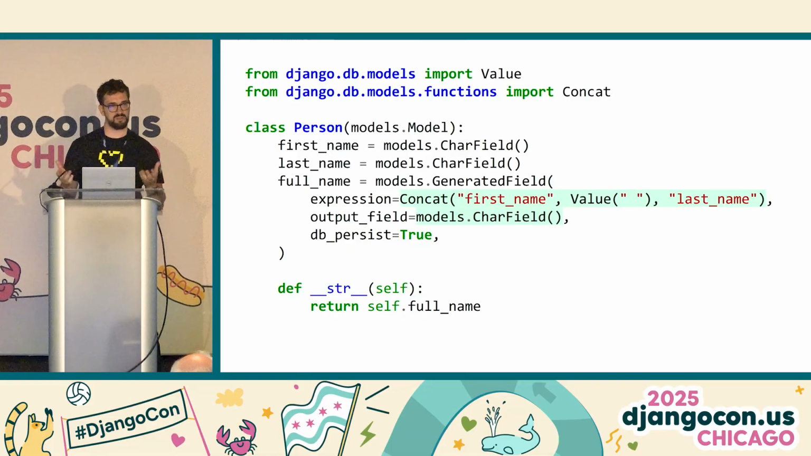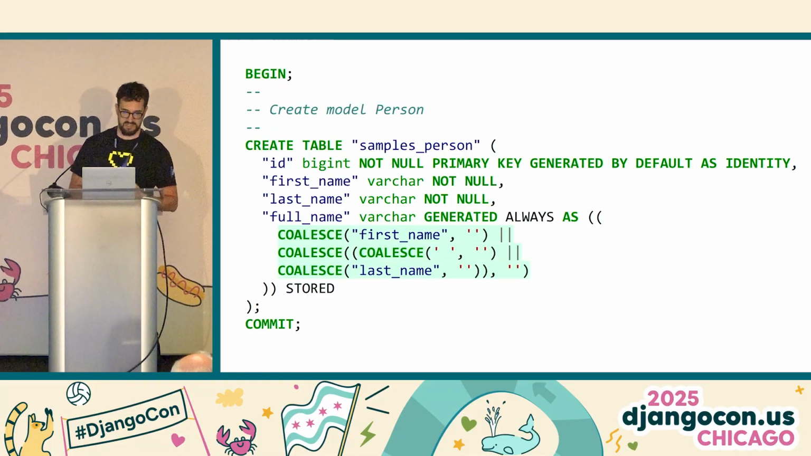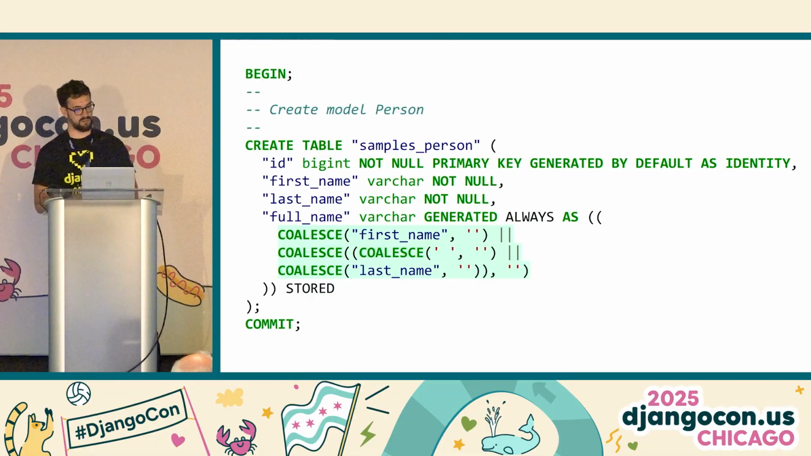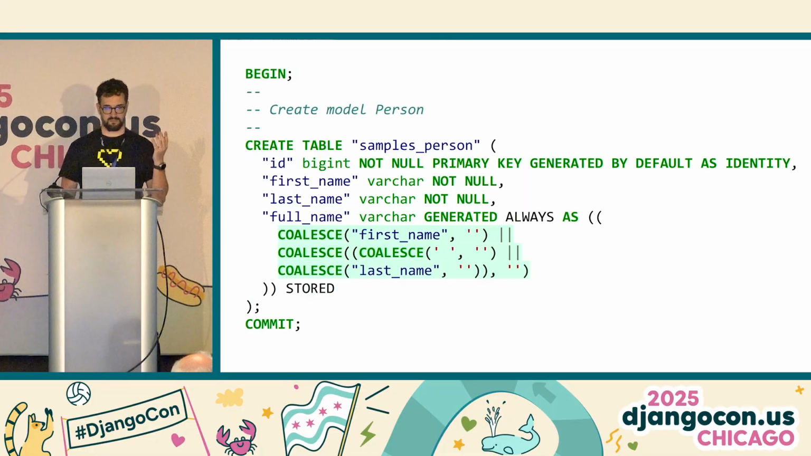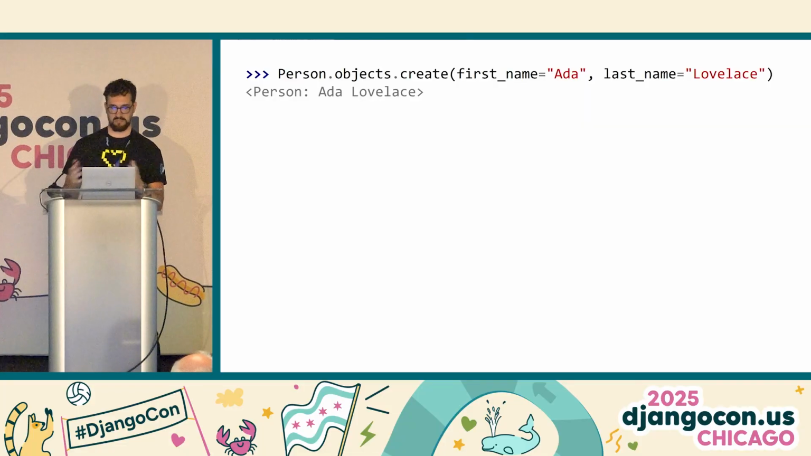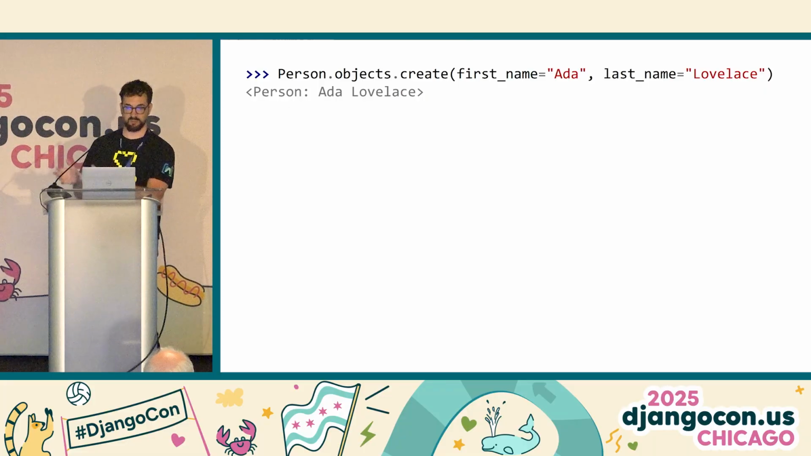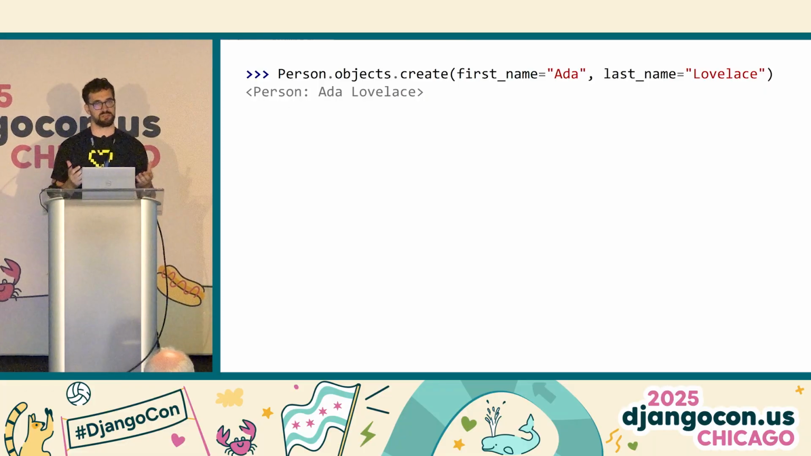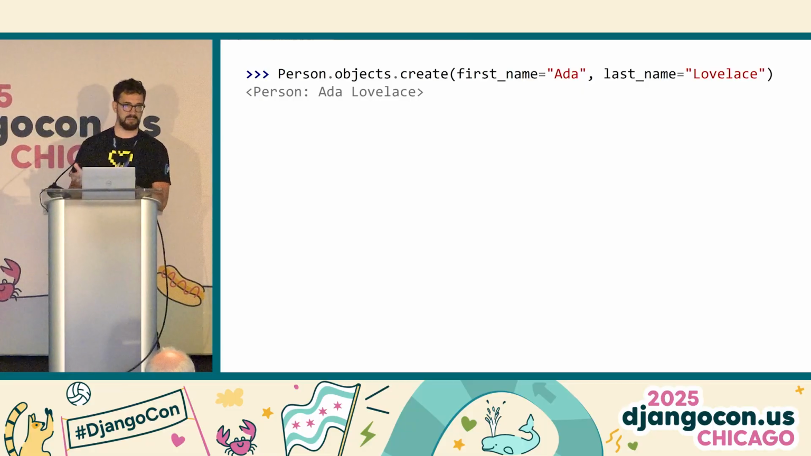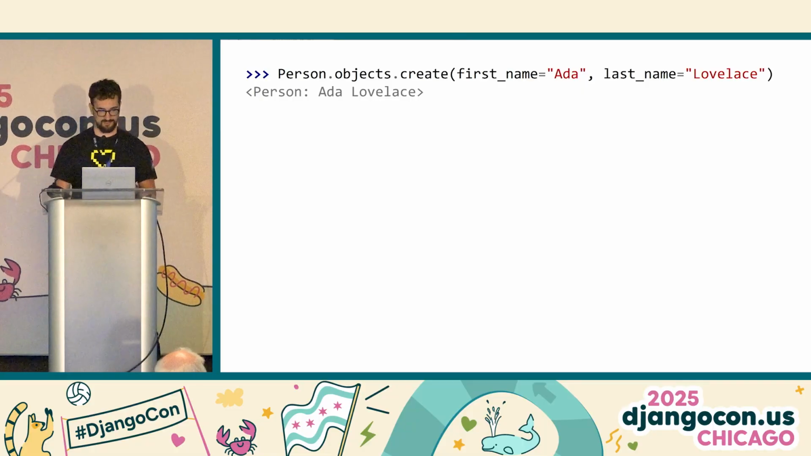In this case, we are using the concatenation expression to generate a new CharField. In the SQL code, we are using the concatenation operation, and what we have at the end is the full name of the person we generated. I'm showing you this. It's not so complex, but in the first release of Django 5.0 for the GeneratedField, this was not possible to achieve because of an issue with the Postgres database. So now we can do that, so let's use it.